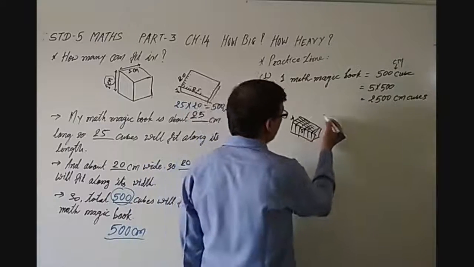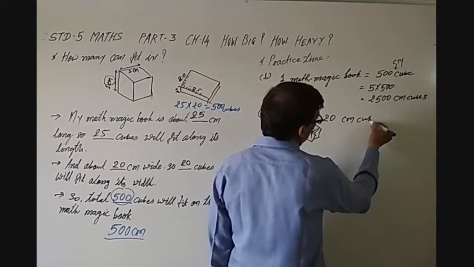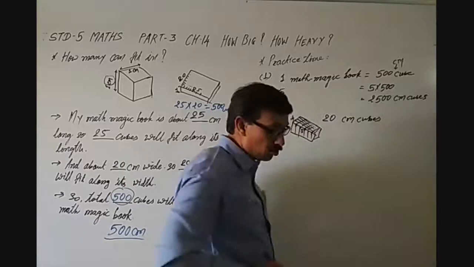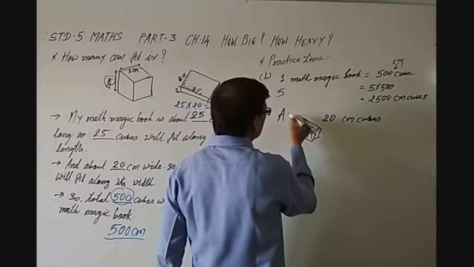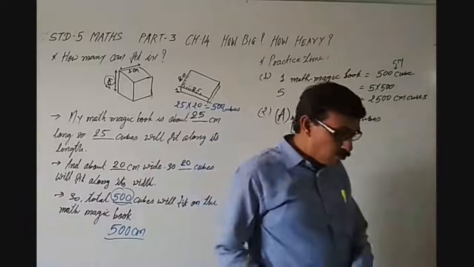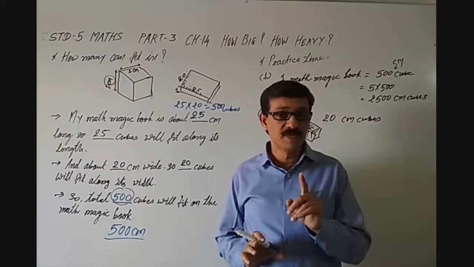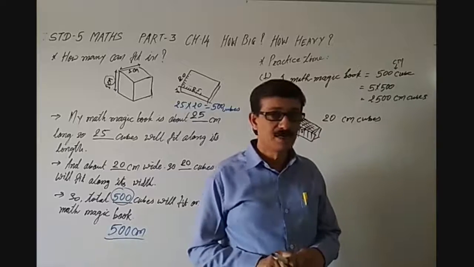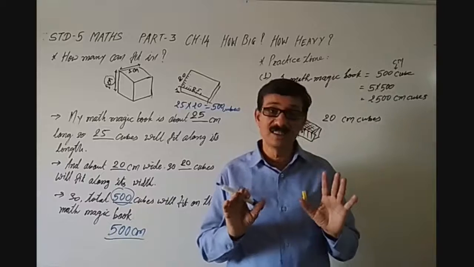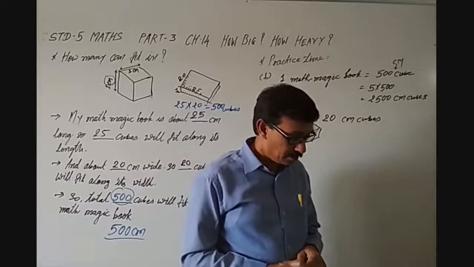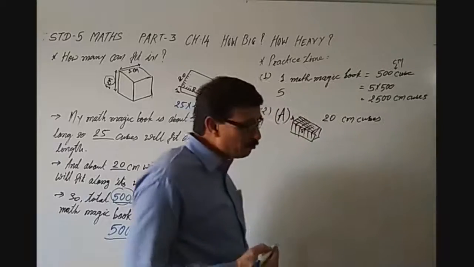So the answer is 20 centimeter cubes in the matchbox. So in question A, a matchbox is about blank centimeter cubes. The answer should be 20 centimeter cubes. See, we are guessing, it is just our guess. It is approximate.